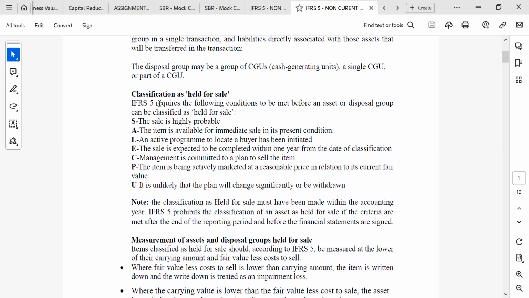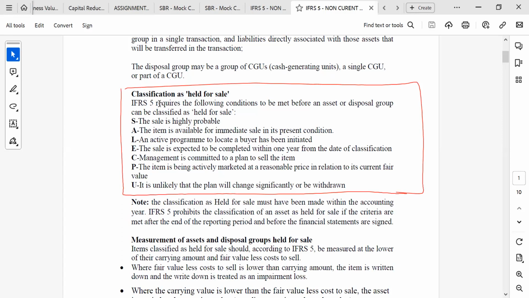So these are the conditions that have to be met before the asset can be classified as held for sale. So the first one is that the sale is highly what?